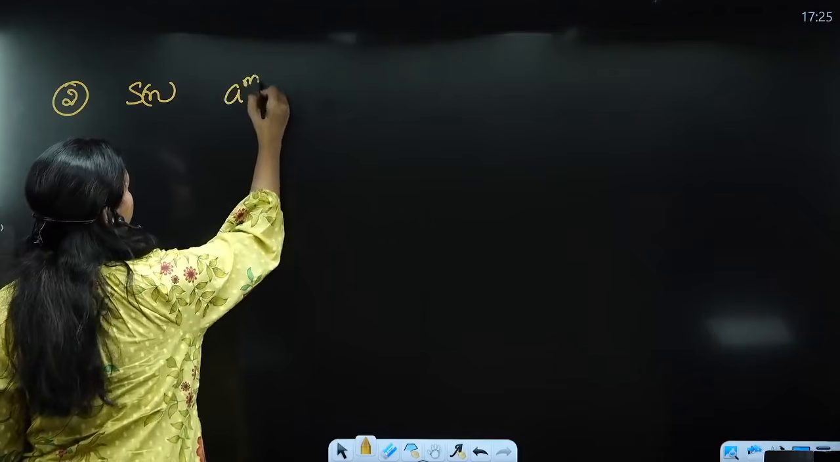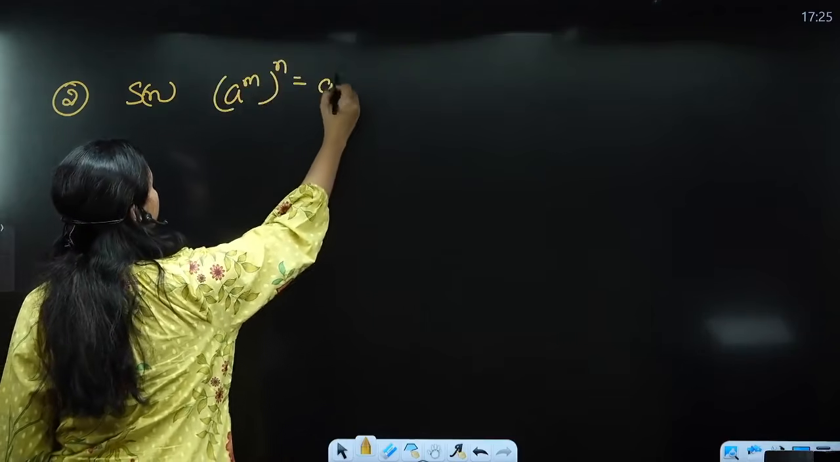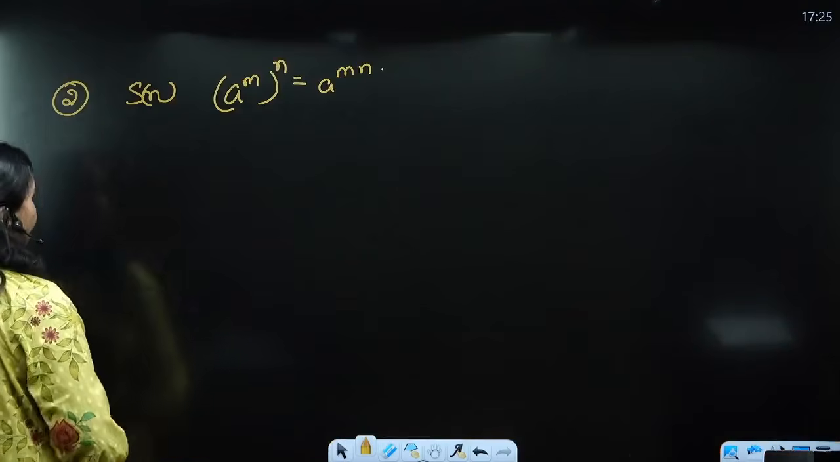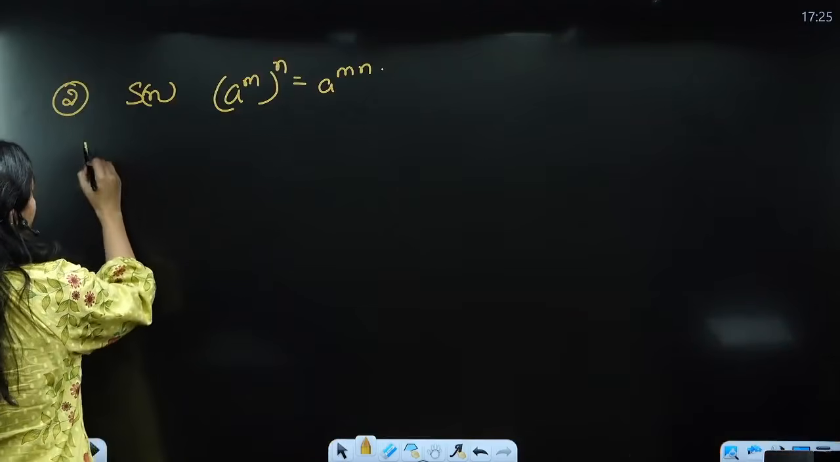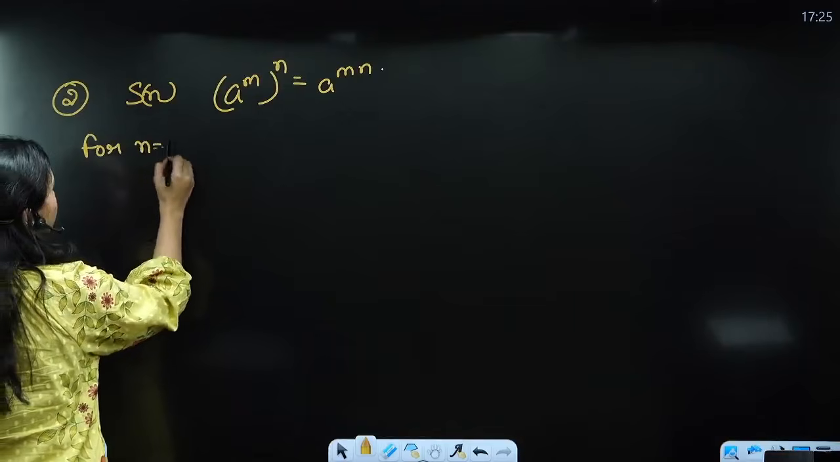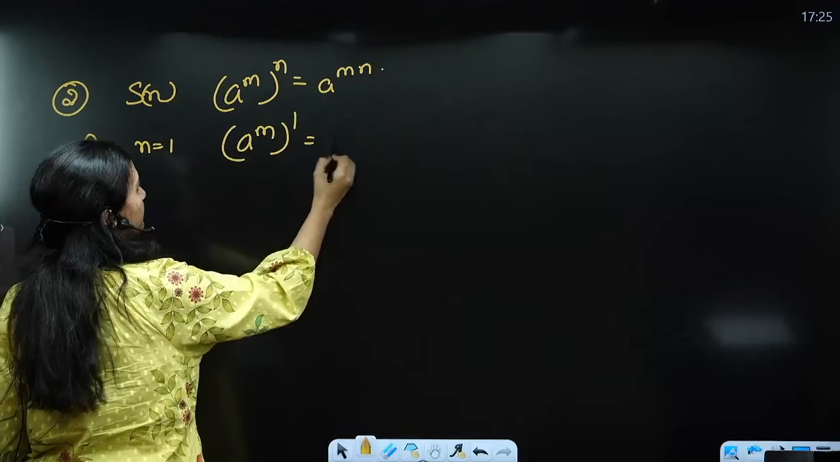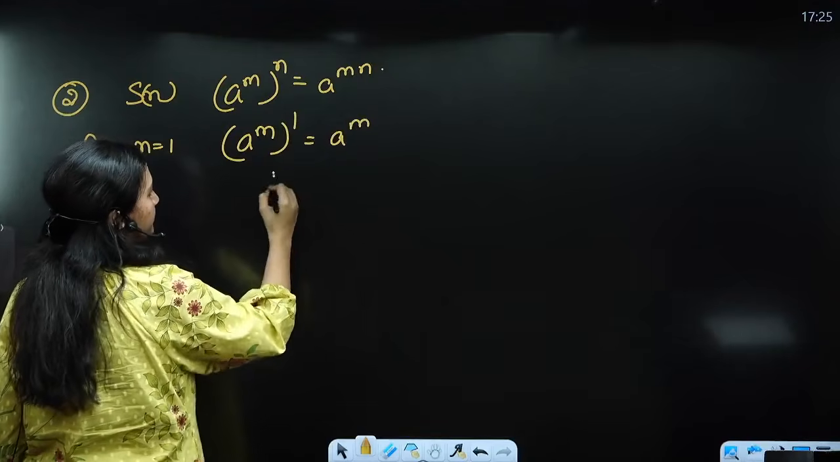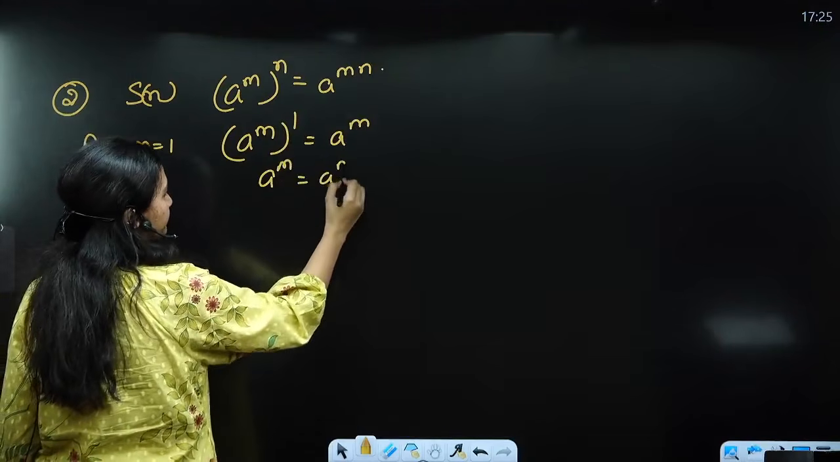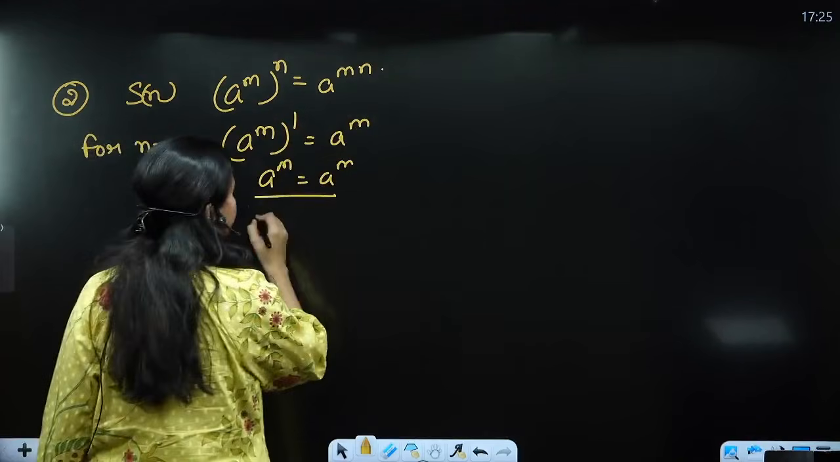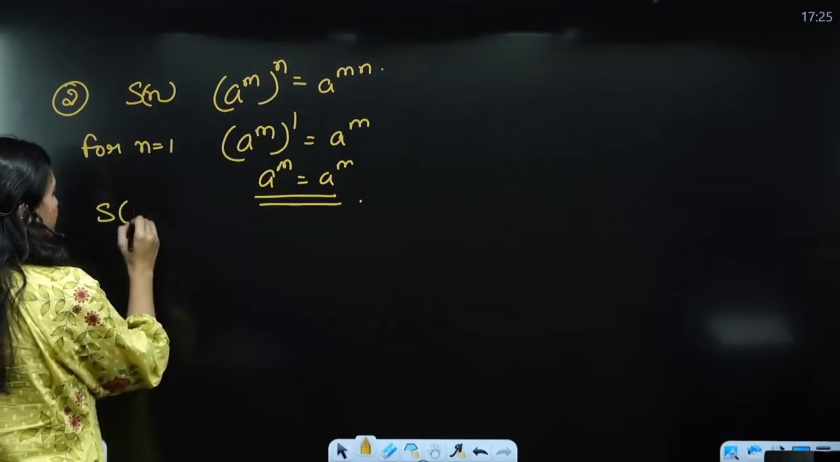Let's take the next one, that is (a^m)^n = a^(mn). So Sn is: (a^m)^n = a^(mn). I hope I've written it correctly. For n equals 1, (a^m)^1 = a^m, which is nothing but a^(m·1). a^(m·1) is equal to a^m, right? So this is true. S1 is true.